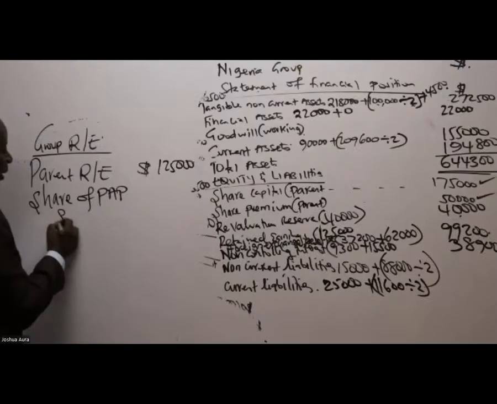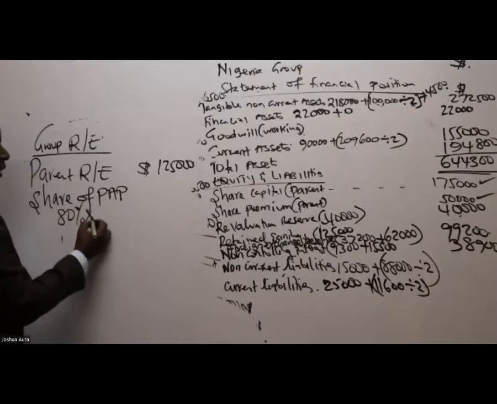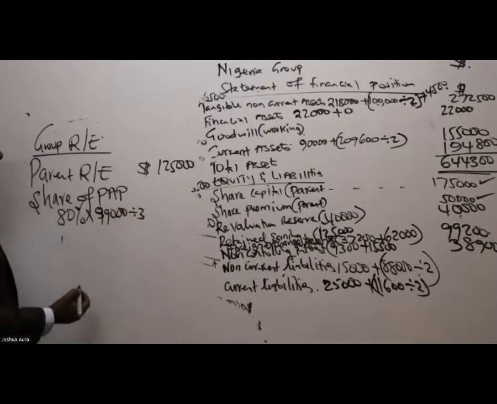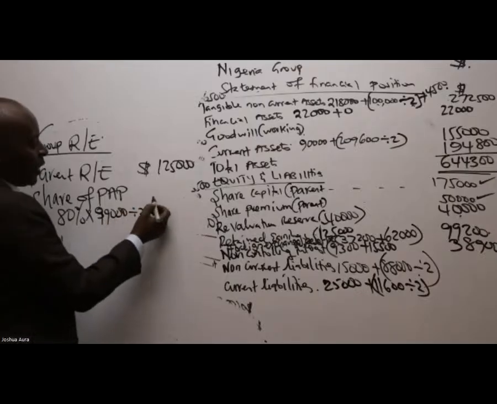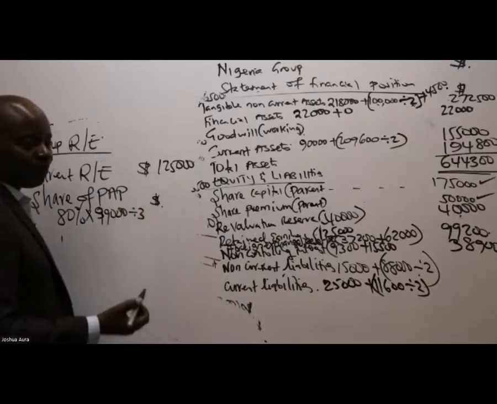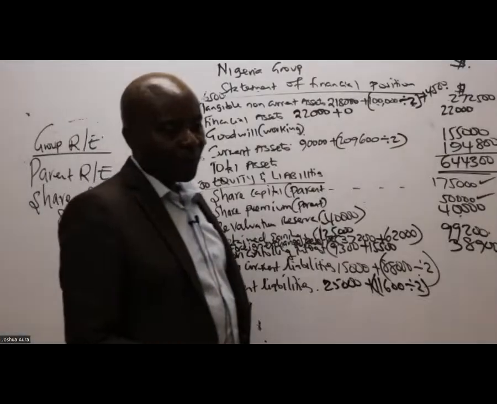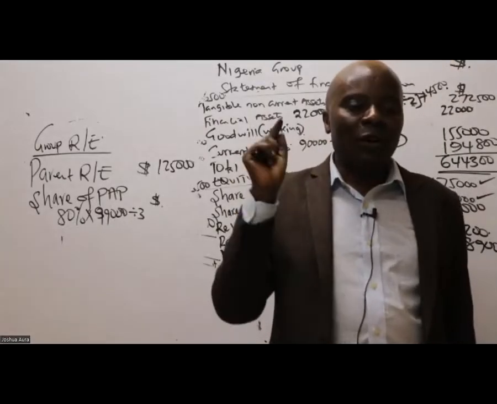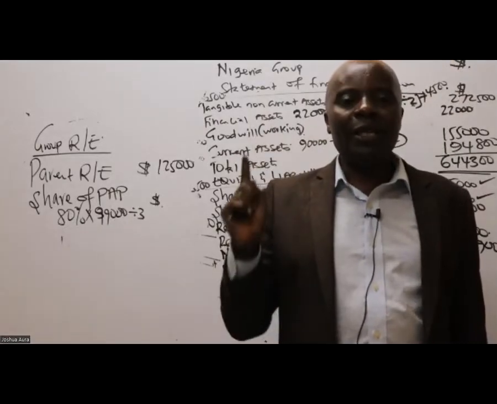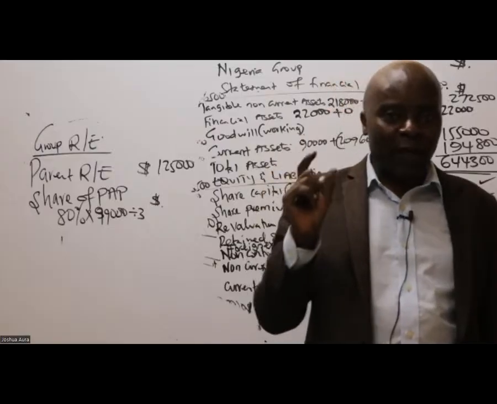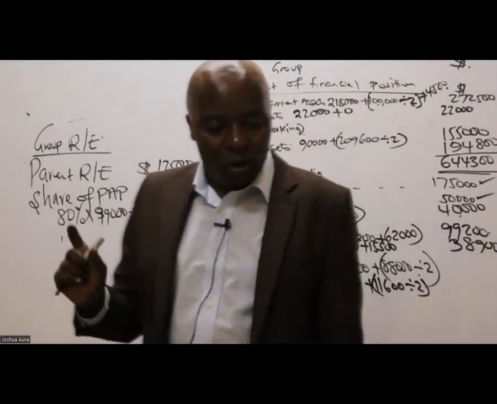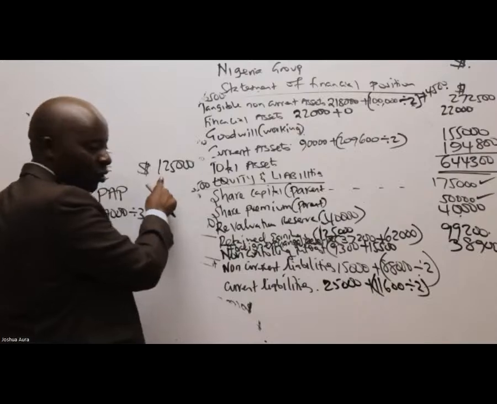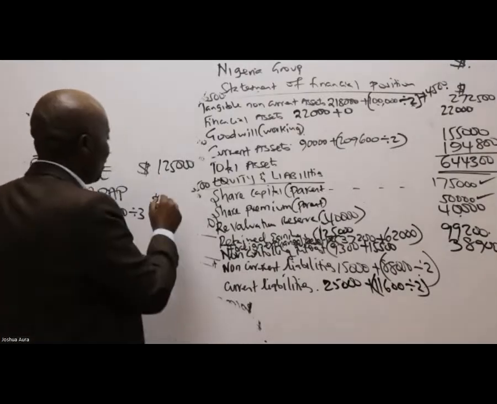So the share of POP will be 80% of the 33 or 99,000 but divided by 3. So could you kindly give me this figure? How much will it be, somebody? Please don't forget that the exchange differences can never go to the group retained earnings. They will be going to a special fund called foreign exchange reserve or foreign currency reserve. It's only POP that can go to the group retained earnings here, of which I can see Marietta giving me 26,400.